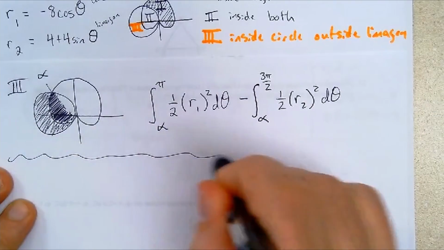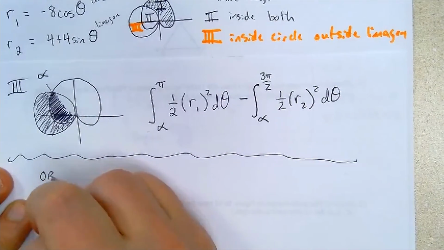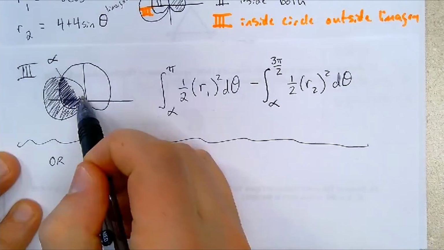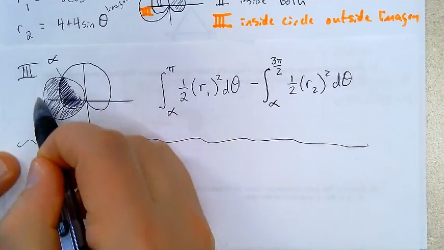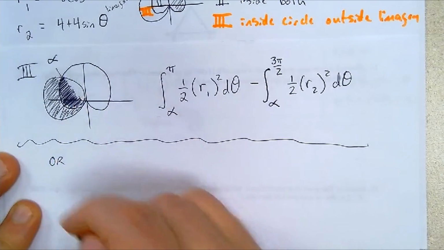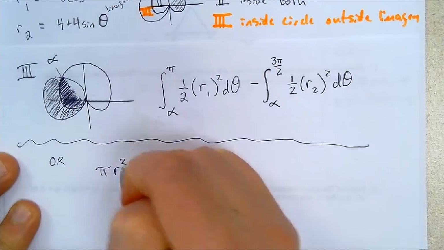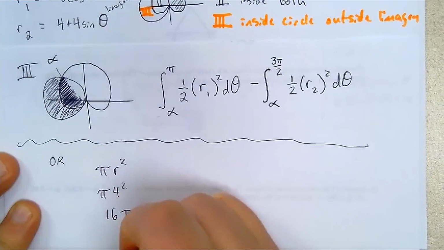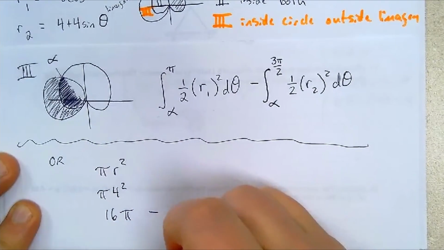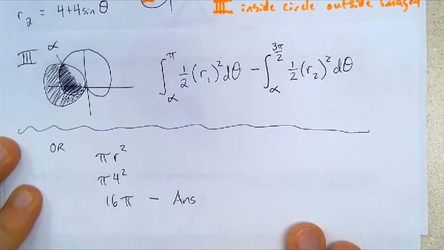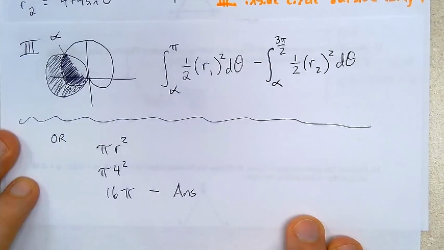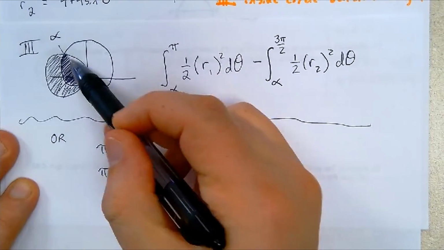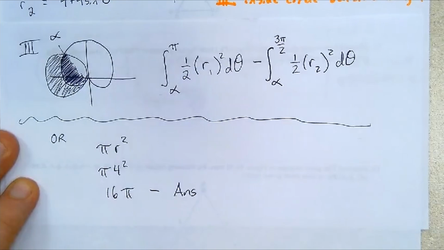If you had already done part 2, then you could use a bit of geometry, and you could say, I am going to take the area of the full circle, which is pi r squared with a radius of 4, and I'm going to subtract out my answer from part 2. Does that make geometric sense to you? We take the full area of the circle and we will remove the answer from part 2.